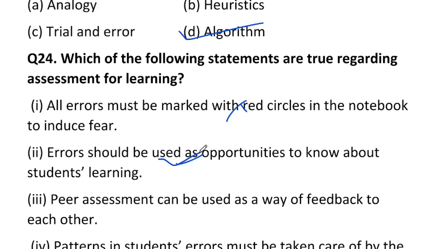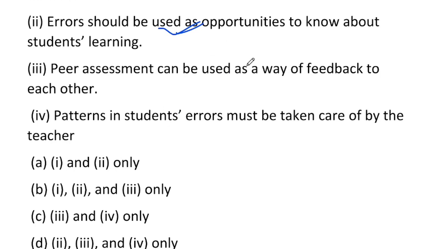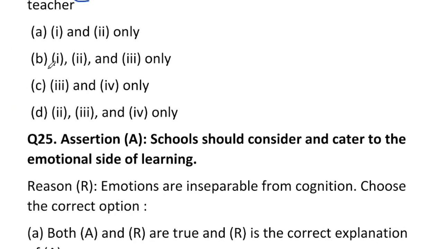Peer assessment can be used as a way of feedback. Yes, this is also right. Patterns in students' errors must be taken care of by the teacher. This is also right. So the answer will be II, III and IV. Let's see where. No, this is not. This is not. See here, this is II, III and IV. This is the right answer.